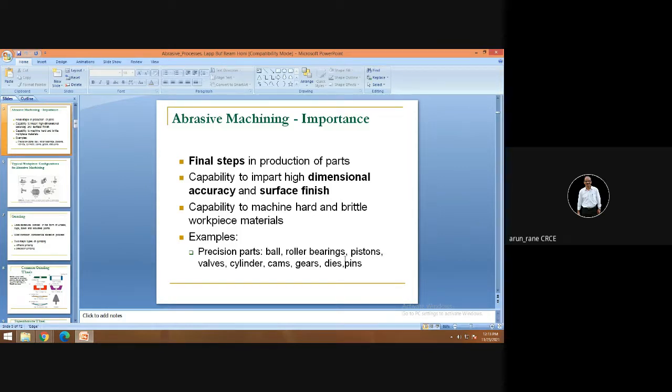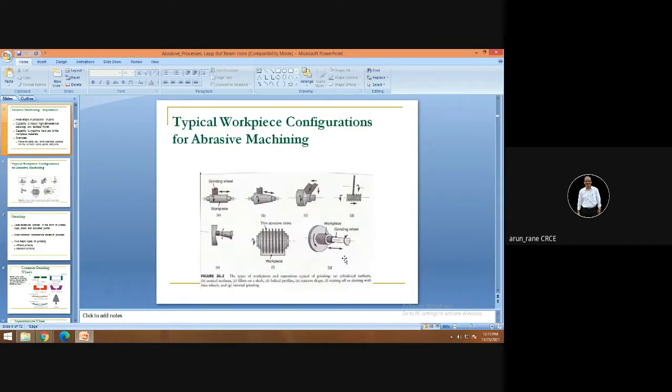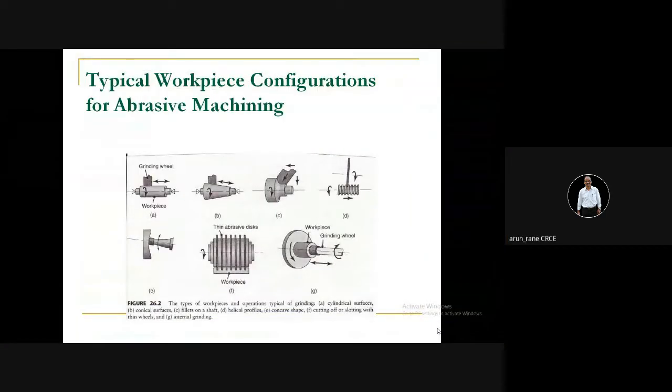Grinding, EDM, these are all the final operations in any process plant that is done after heat treatment or after hardening. As I have been telling, for any machine or any metal cutting operation, you must first understand what the different motions are.